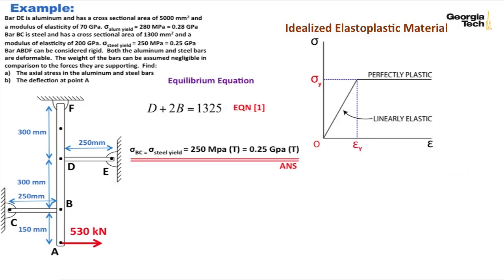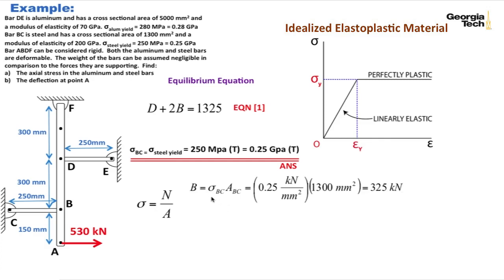I found the stress in my steel bar. Now I want to see how much force that steel bar is actually going to be able to support, given that it has yielded. And so we'll use this stress definition again, and I'd like you to go ahead and calculate what that force is that can be held in the steel bar. And what you should say is, okay, the force B is equal to sigma times A, and sigma is the yield stress, A is the cross-sectional area. So what we see now is that the steel bar can only hold 325 kilonewtons.